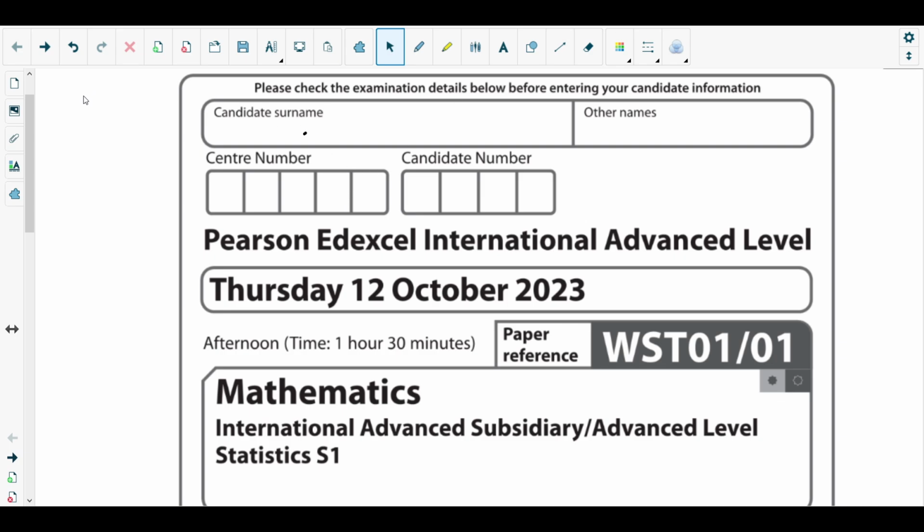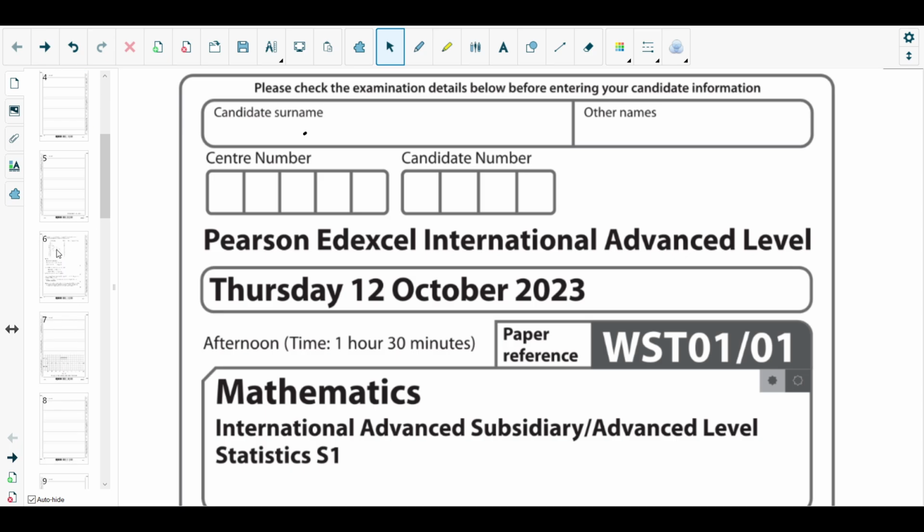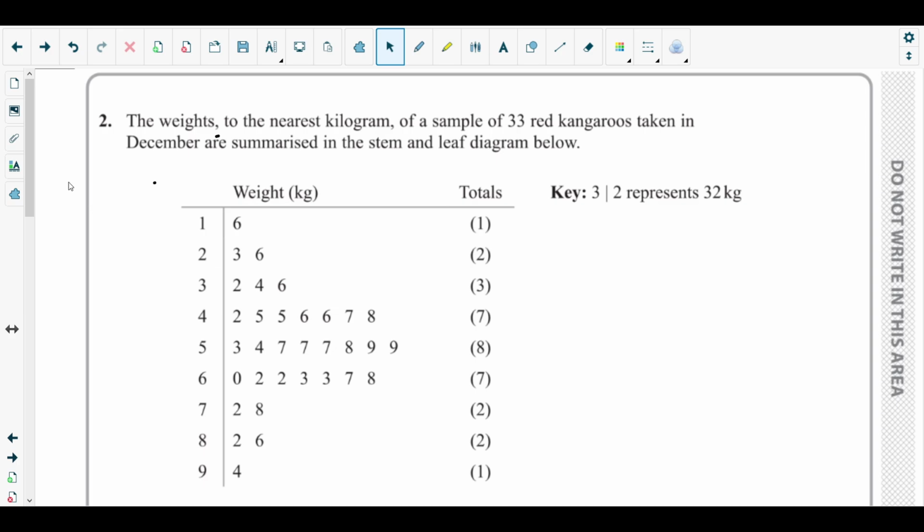So in this video we will be solving the second question from the October 2023 Statistics 1 paper. So let's see what question number 2 from the October 2023 Statistics 1 paper is about.